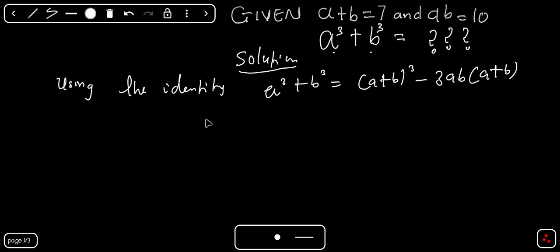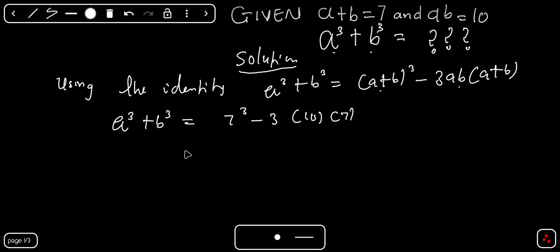All right. So now we already have the value of a plus b and we already have the value of ab. So we can now find the value of a raised to the power of 3 plus b raised to the power of 3. So this will be equal to 7 raised to the power of 3 minus 3 multiplied by 10, then multiplied by 7.